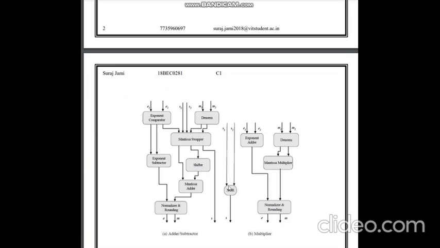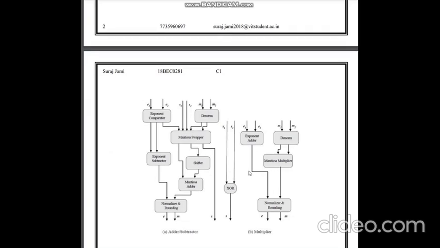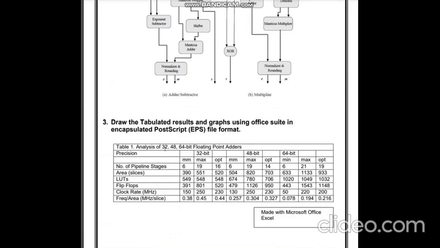There are many blocks for the execution of the program. The first is the adder or subtractor, and the second is the multiplier. For the adder or subtractor, we need an exponent comparator, mantissa swapper, exponent subtractor, shifter, mantissa adder, normalizer, and rounding. The multiplier consists of an exponent adder, mantissa multiplier, and normalizing and rounding. So there is a bit of difference between these two.